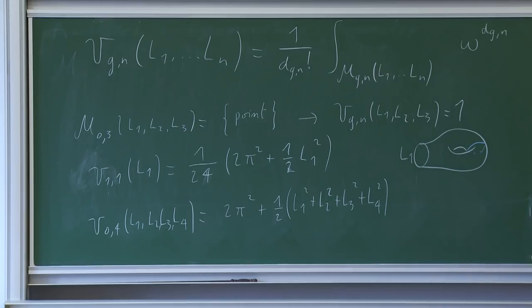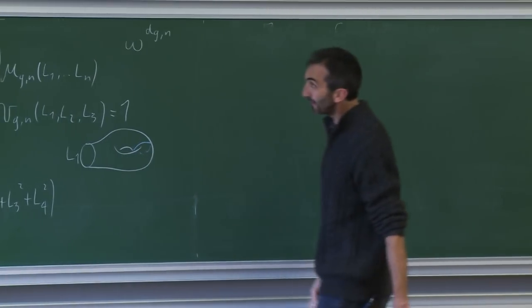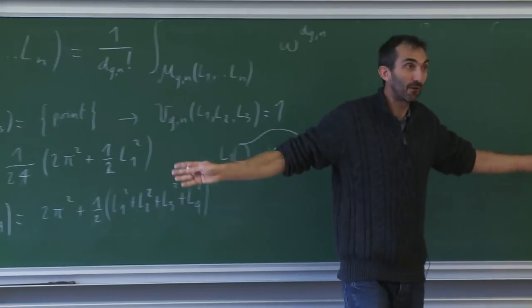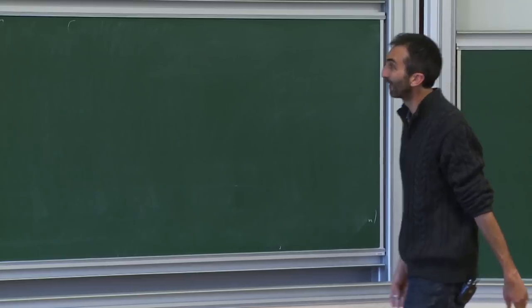In 2004, Maryam Mirzakhani discovered a recursion relation to compute all those volumes by recursion on 2g minus 2 plus n. And that's why she got the Fields Medal, basically.